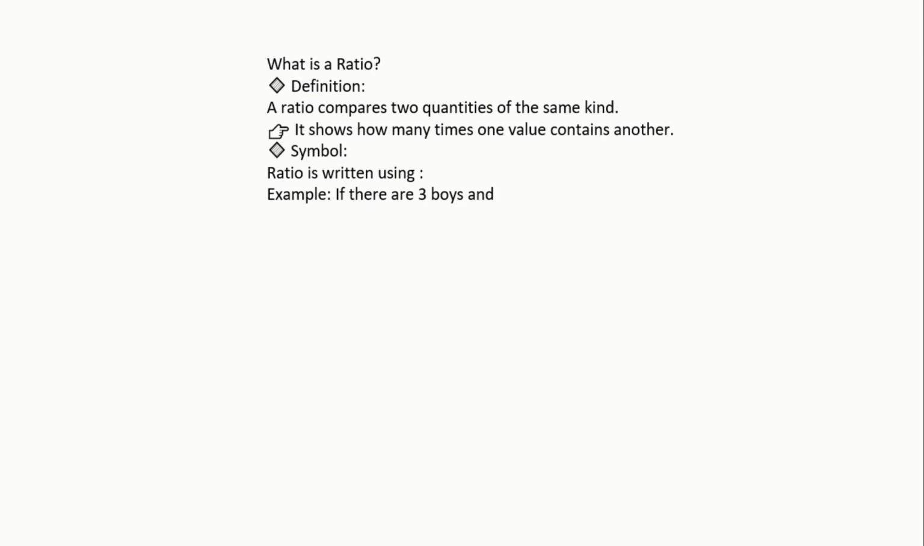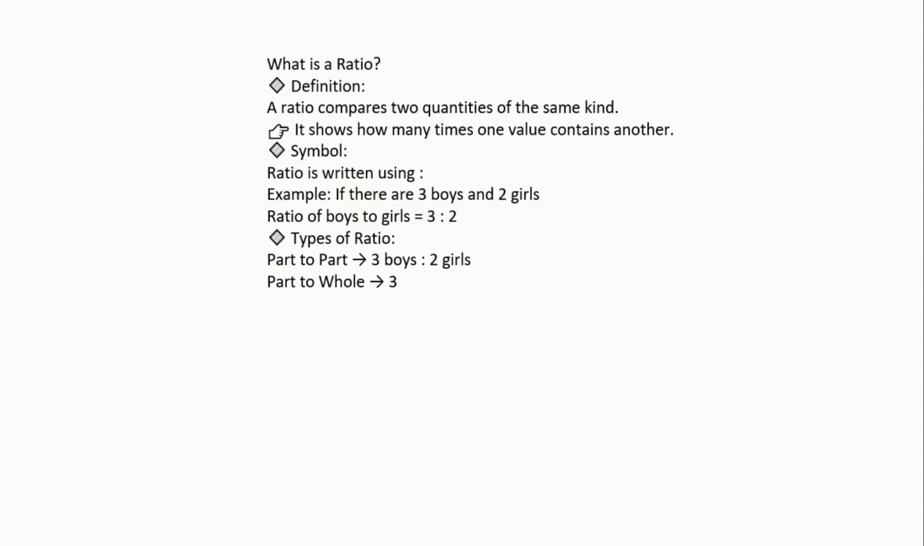There are three boys and two girls. The ratio of boys to girls is 3:2. Types of ratio: part to part means 3 boys is to 2 girls. Part to whole: the total number of students is 3 plus 2, that is 5. So if we are asking for boys to the whole, it is 3:5.